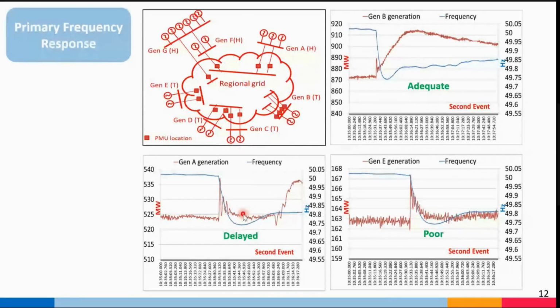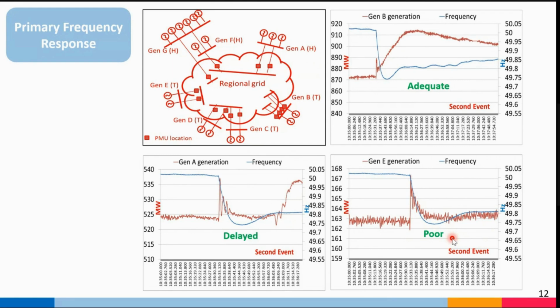This is also telling me that there is a requirement of tuning of the governor performance at this particular plant. The third one, you can see that it has provided an immediate response and it has withdrawn, and thereafter no response. So we call it a poor response from this particular plant.